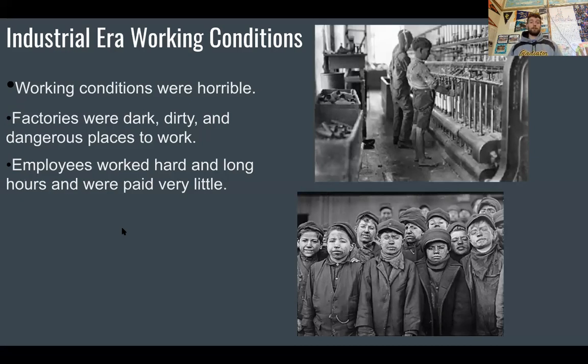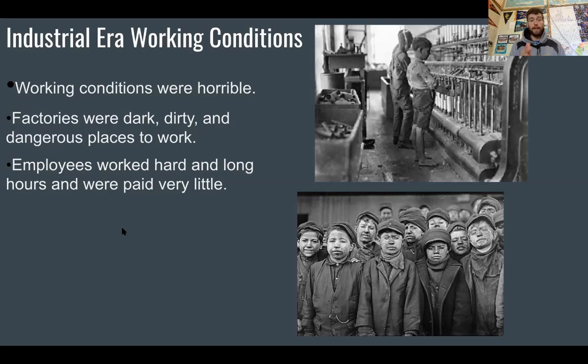So let's talk about industrial era working conditions. The conditions were pretty much horrible, okay? Factories were dark, dirty, dangerous. It was not safe. People got their fingers chopped off. More people died in the Industrial Revolution per capita than at any other time in American history in terms of deaths while working. It was insane, right? There wasn't a lot of safety. There wasn't any consideration for the workers, and the workers couldn't do anything.